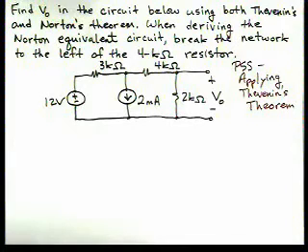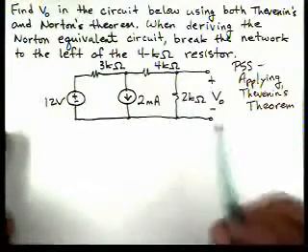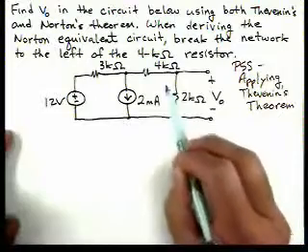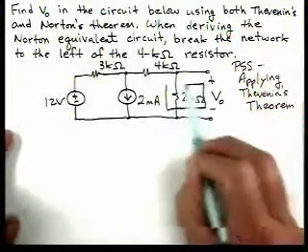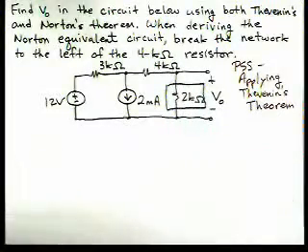Okay, in this problem, we're asked to find V0 in the circuit below using both Thevenin's and Norton's theorem. And when deriving the Norton equivalent circuit, we're going to break the network to the left of the 4K resistor. So first, we're going to utilize our problem-solving strategies for applying Thevenin's theorem. What we'll do is identify our load here. We're going to remove that from the circuit.